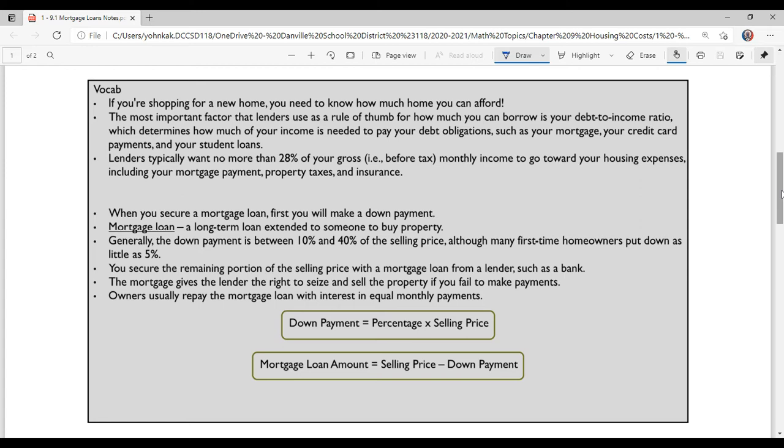Owners usually repay the mortgage with interest and equal monthly payments. If you want to find your down payment, you just take the selling price and multiply by the percentage. And then to find the mortgage loan amount, you can take the selling price minus the down payment.